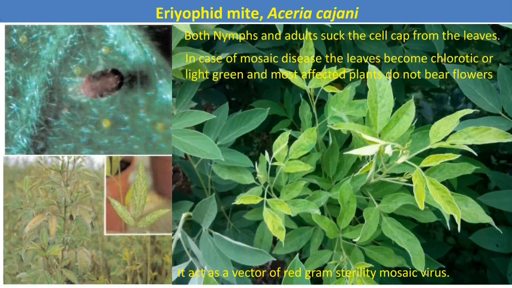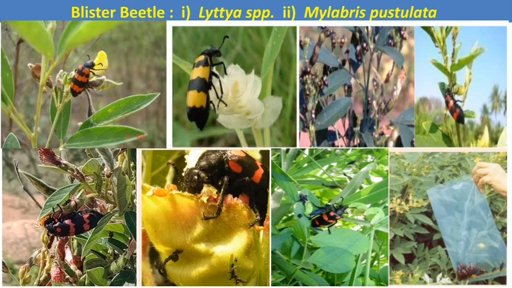disease, the leaves become chlorotic or light green, and the most affected plants do not bear flowers. And this pest also acts as a vector for the red gram sterility mosaic virus. So the yield is reduced in two ways: due to the mosaic virus and due to their continuous feeding.